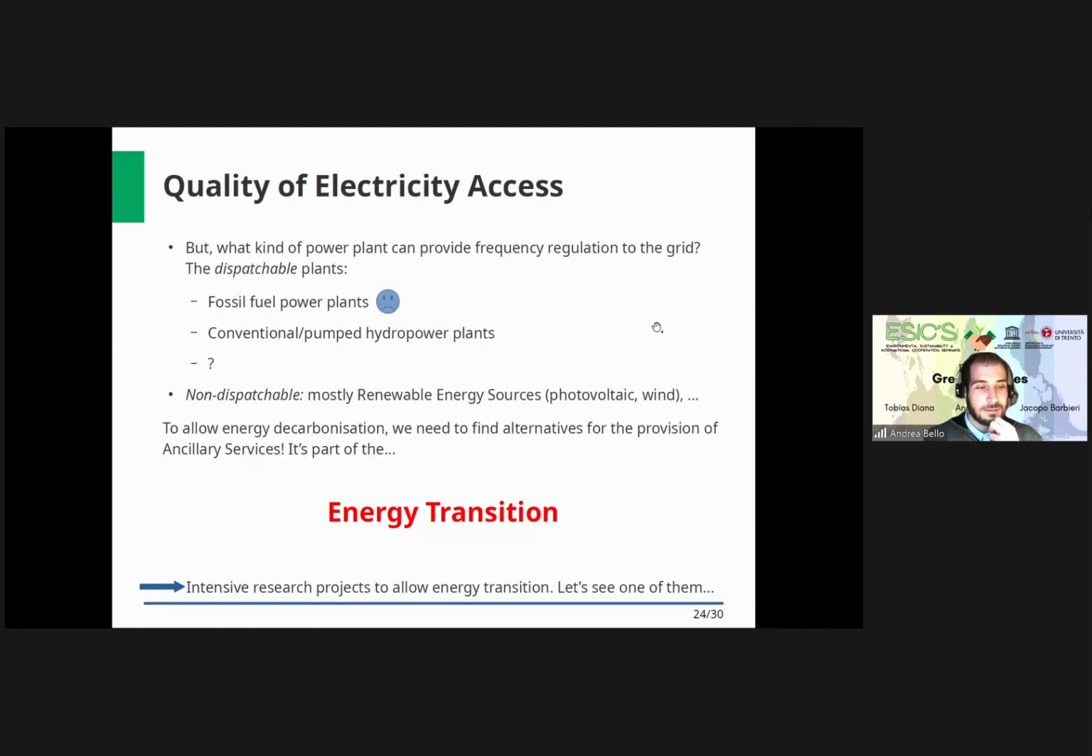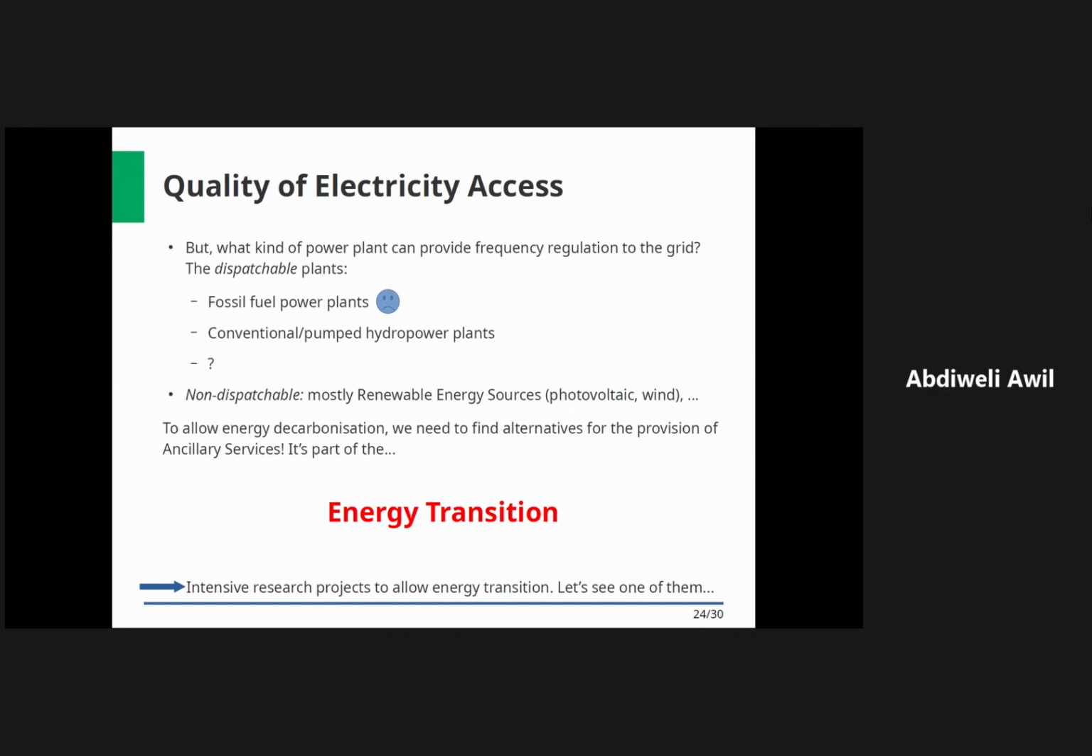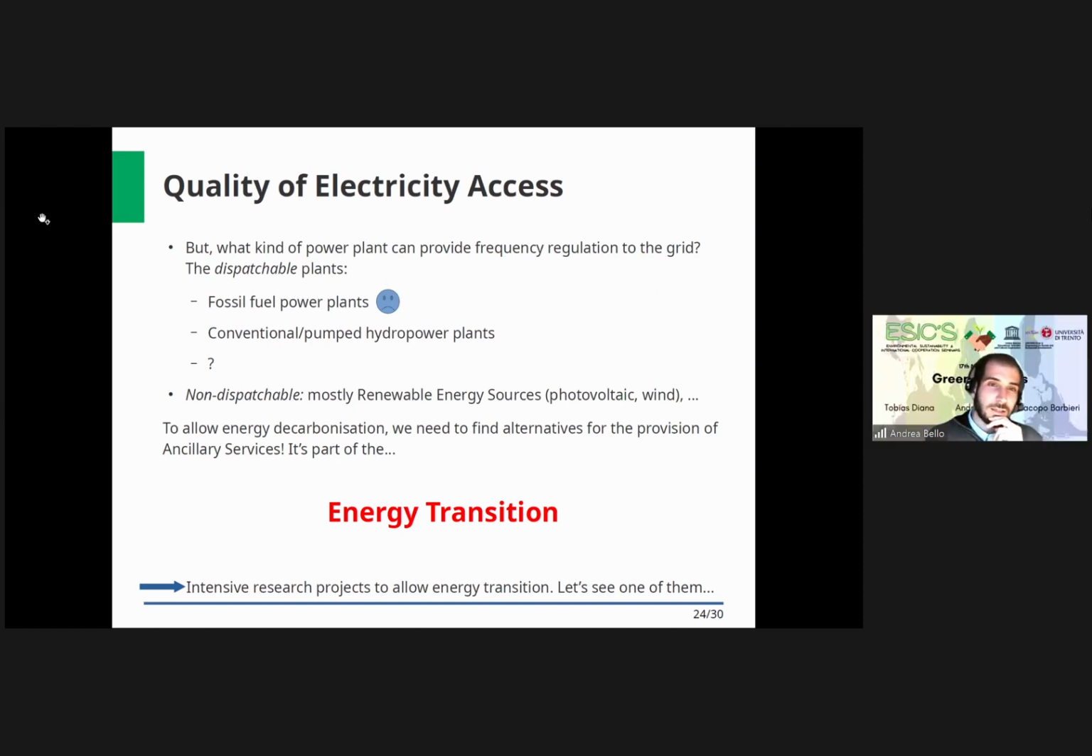But from the point of view of the power plants, what kind of plant is able to perform this regulation? Sadly, the power plants which are able to do this are called dispatchable plants, and sadly, the fossil fuel power plants are the only ones able to perform this regulation. Also, there are conventional hydropower plants and pumped hydro, but they are not enough to do the job alone. Sadly, the renewable energy sources that we know very well are not able to do this job because, of course, if there is sun or wind they can produce, otherwise not. Fossil fuels, sadly, can be stored, and they can produce according to the needs of the grid.